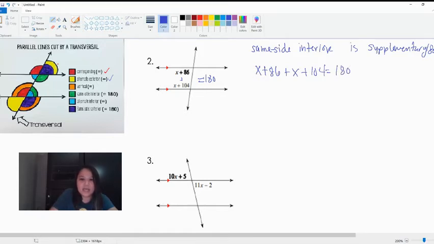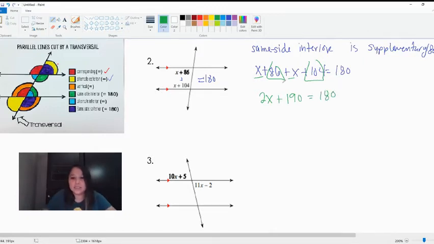So combine like terms. Here are my like terms. These are my like terms as well. So I'm going to add that together. And so I get 2x, so x and x gives you 2x, and it looks like I have 86 plus 104, which is going to give me a positive 190. And I'm going to get 180 degrees. So now that I've added together, I can then subtract both sides by 190.